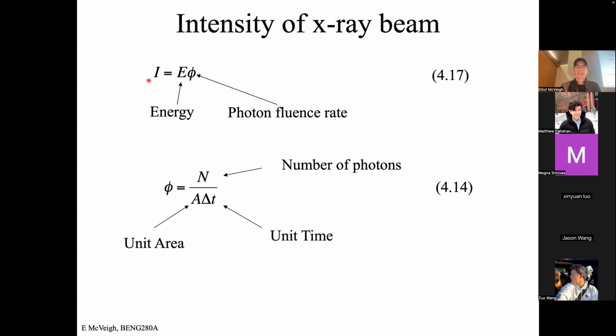We're going to talk a lot about the intensity of the X-ray beam. It is proportional to the number of X-rays, or the photon fluence rate, which is the number of photons per unit area per unit time. It's the amount of photons coming out of my source multiplied by the energy, because higher energy photons are going to deposit a lot more signal on my detector than lower energy photons. So the intensity is proportional to the energy of a photon times the photon fluence.